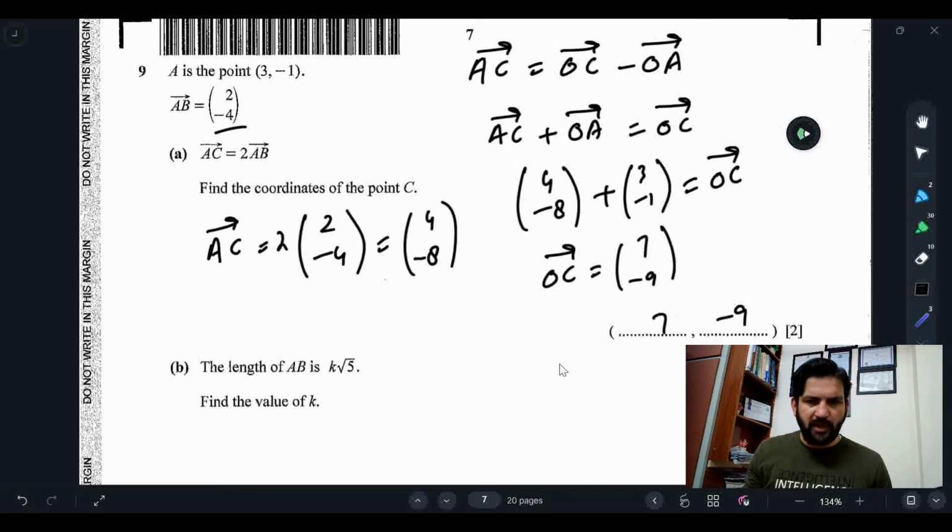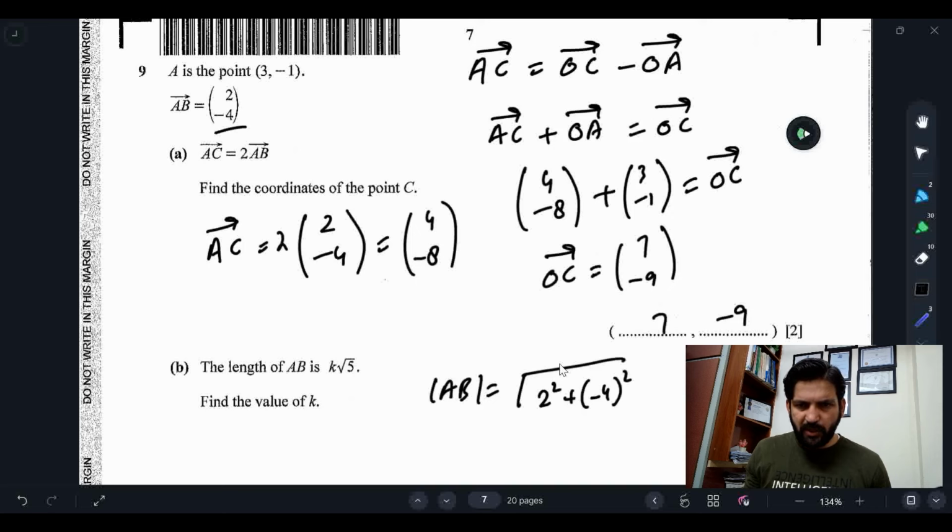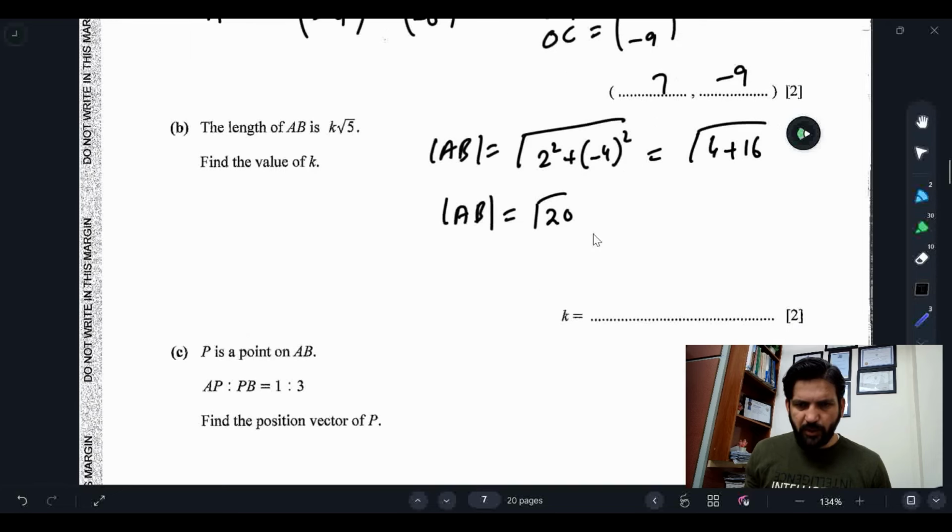Now in part B, the length of AB is this. Length of AB means the magnitude of AB is this. So what we have to do is find the magnitude of AB. This will be equal to 2 squared plus (-4) squared, which means this will be equal to 4 plus 16, and the magnitude of AB will be equal to the square root of 20.